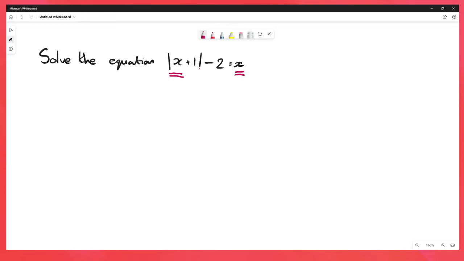So following the method that we just looked at, we're going to make the modulus bit positive and solve that equation. So we're going to get the equation x plus 1 minus 2 equals x. The 2, or the minus 2, isn't inside a modulus, so it doesn't need to worry about the sign. Let's go through solving this one. And hopefully you can already see we've got an issue. The minus 1 equals 0. We know this is not true.